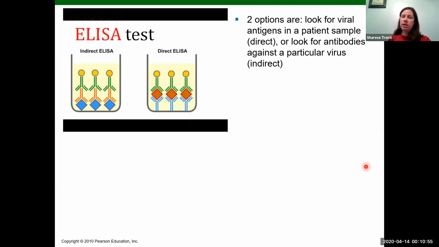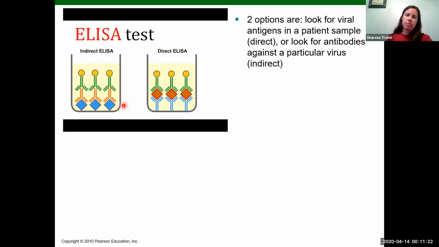There's two different ways to do ELISA tests. So the first way is direct ELISA. This is what we have talked about already. Again, the antibody you have added, then the patient sample is going to have antigen. That's direct ELISA. Now, indirect ELISA, you, in your test, are going to have antigen for that virus.